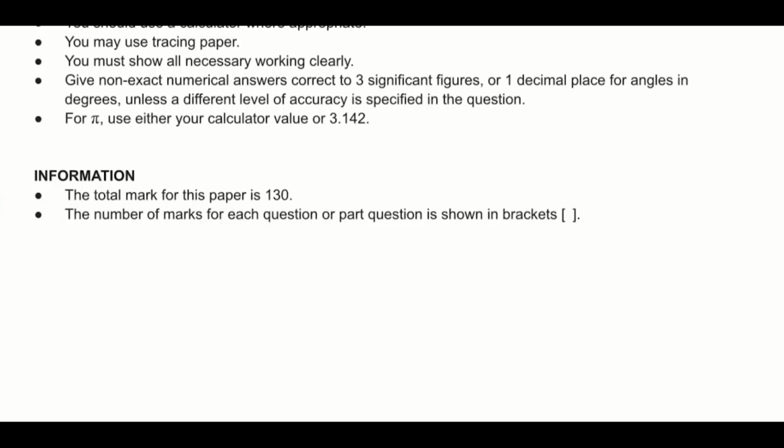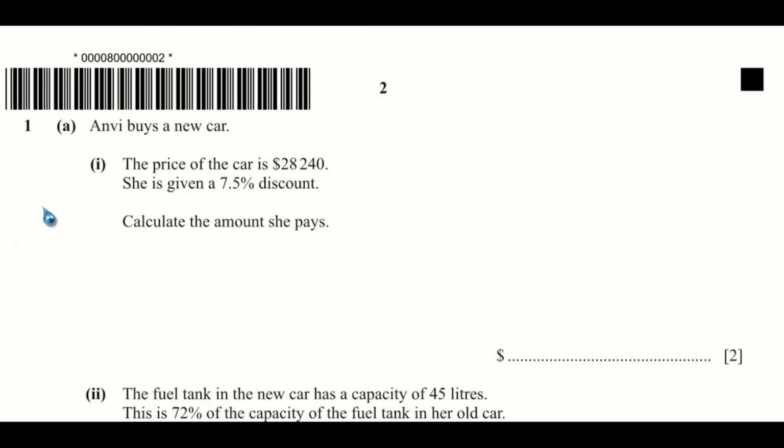So let's jump into the first question. Question 1A. Amvi buys a new car. The price of the car is $28,240. She is given a 7.5% discount. Calculate the amount she pays.